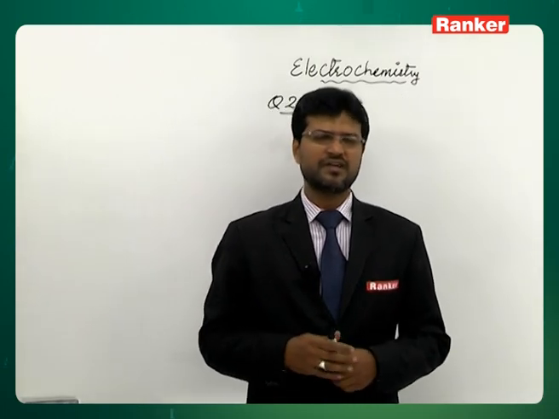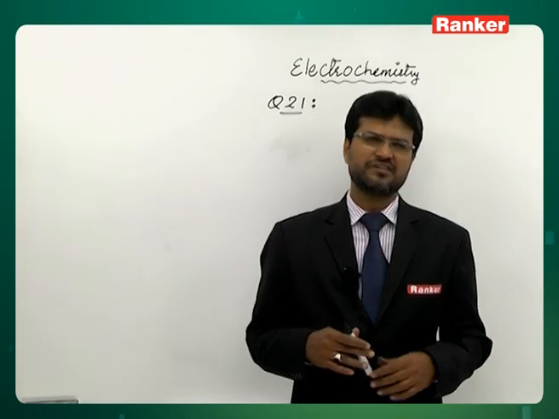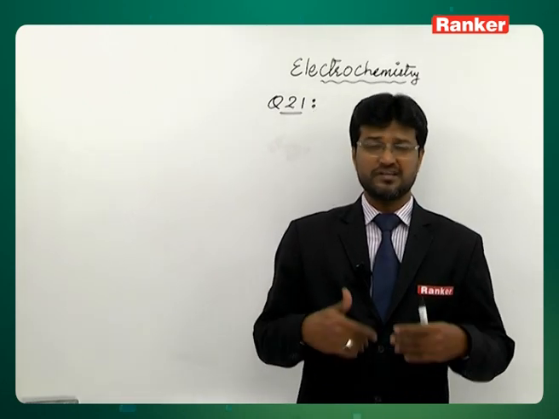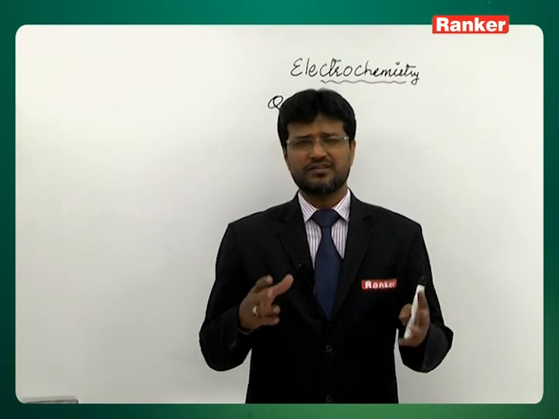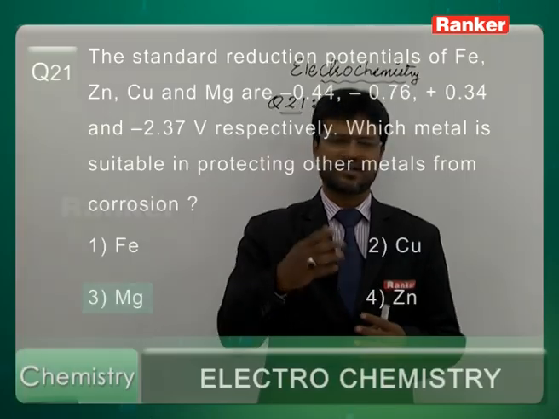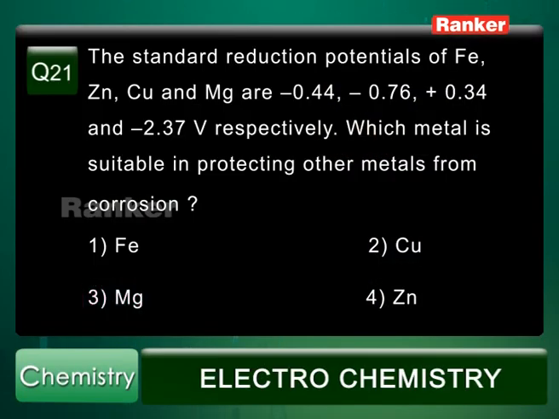That means it has highest standard oxidation potential. It is the most active metal. So most active metal will be most efficient in protecting other metals from corrosion. It itself undergoes corrosion. So you call it sacrificial protection. So the correct answer is third option, magnesium, because of its highest standard oxidation potential.